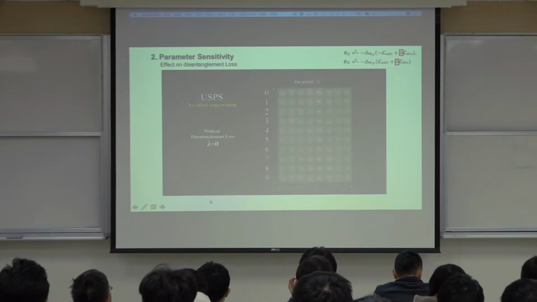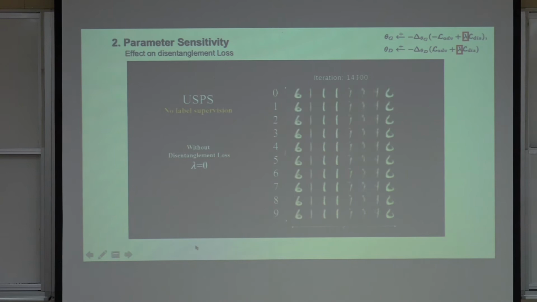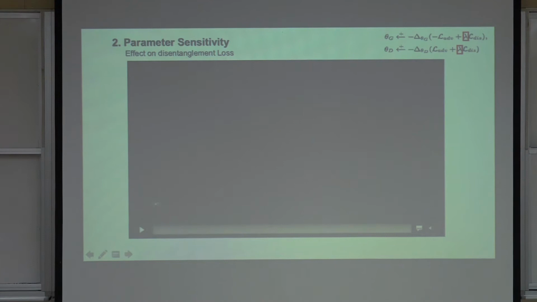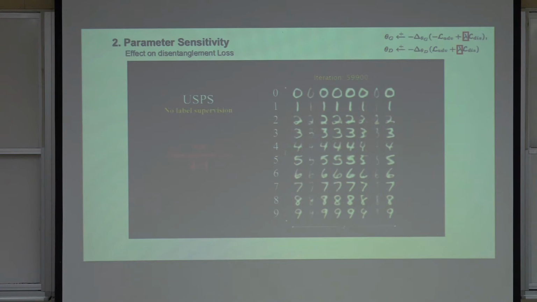First of all, if we do not impose any loss in our training loss, you can see that even when we manipulate our disentangled vector, there's no corresponding attribute. But if we impose the disentangled loss, they will show different attributes and the corresponding images. So it shows that the disentangled loss is very crucial for our model.